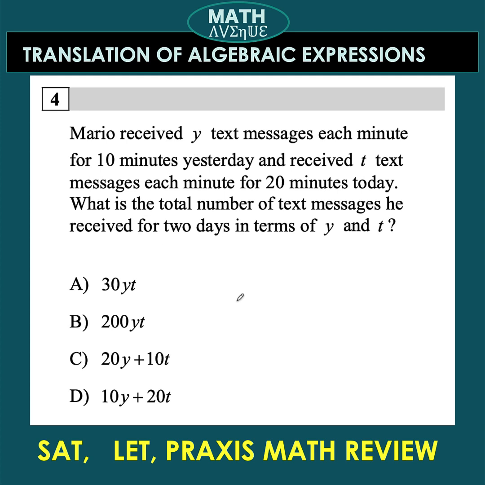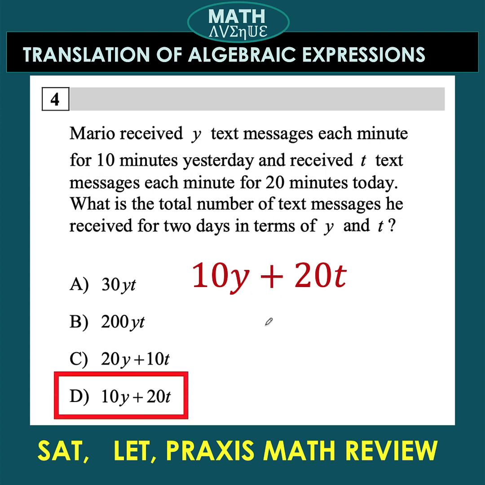Mario received Y text messages each minute for 10 minutes. So multiply it by 10. That is the total number of text messages Mario received yesterday. And he received T text messages each minute for 20 minutes today. What is the total number of text messages? Total means addition. So the answer is letter D.